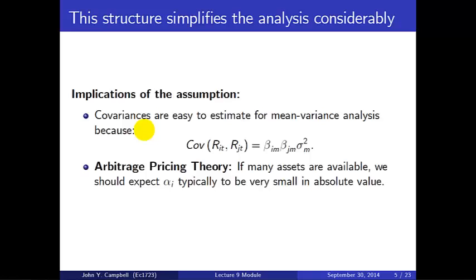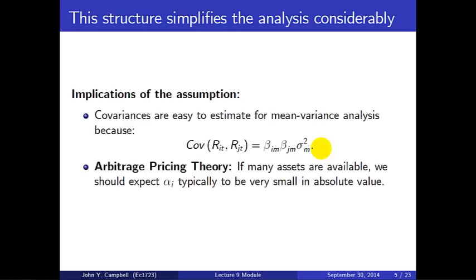Because if you have n stocks, you have n times n plus 1 over 2 elements of that matrix that you have to estimate. Now, in this single factor structure that we're looking at now, the covariance simplifies because since the idiosyncratic risks are uncorrelated, the covariance of the return on I and the return on J is just going to be the product of the two betas times the variance of the market return. In other words, instead of n times n plus 1 over 2 parameters to estimate, we just have n betas and the variance of the market. That's just n plus 1. So it's a much easier problem.